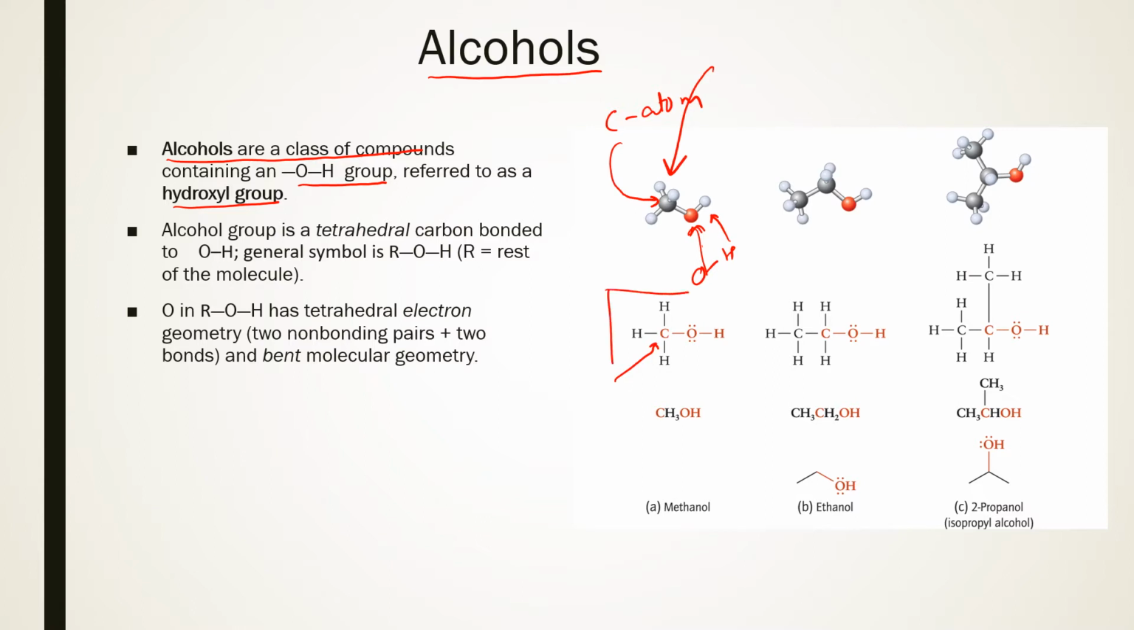The Lewis structure of this alcohol molecule is shown here. The name of this alcohol is methanol. Another example of an alcohol is where the OH group is bonded to a 2-carbon atom chain. In this case, the name of this alcohol is ethanol.